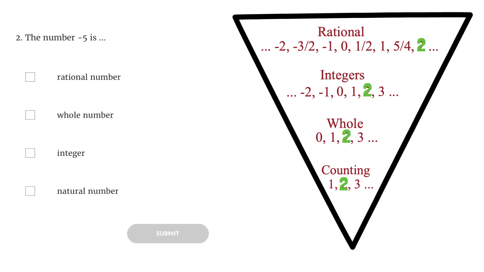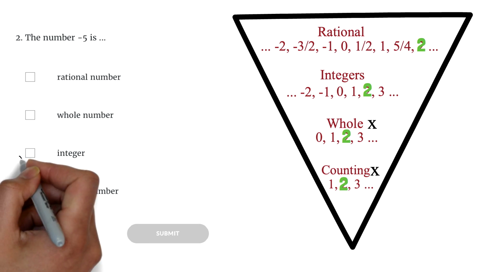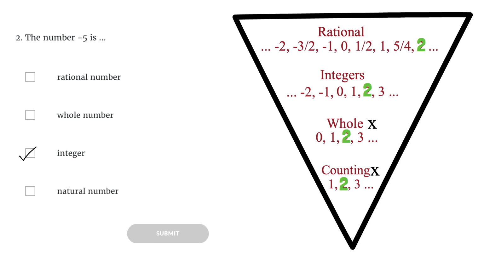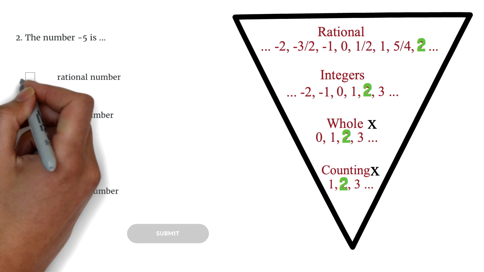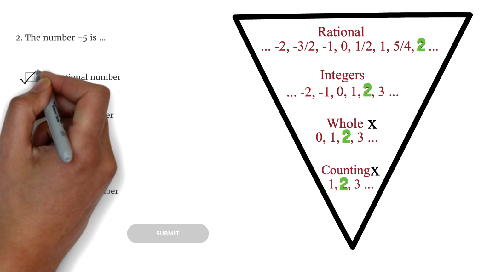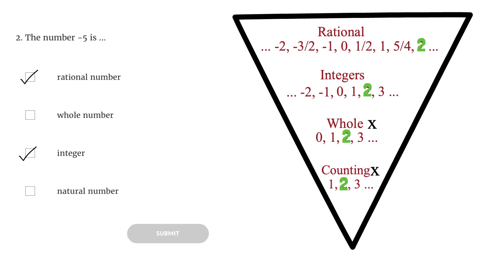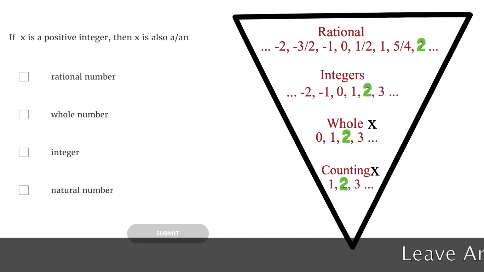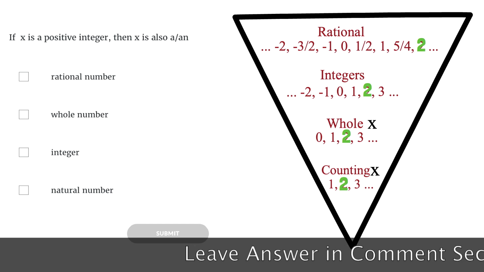-5 is not a natural number because natural numbers are 1, 2, 3, and so on. -5 is not a whole number because whole numbers are 0, 1, 2, 3, and so on. -5 is an integer. We know that negative counting numbers are integers, and -5 is a rational number. Let's try a more tricky question. If x is a positive integer, then x is also. Please try this.